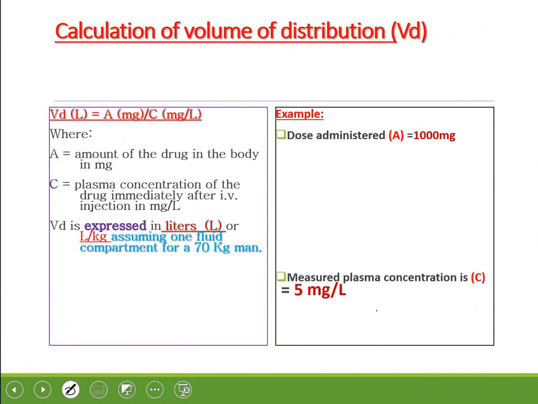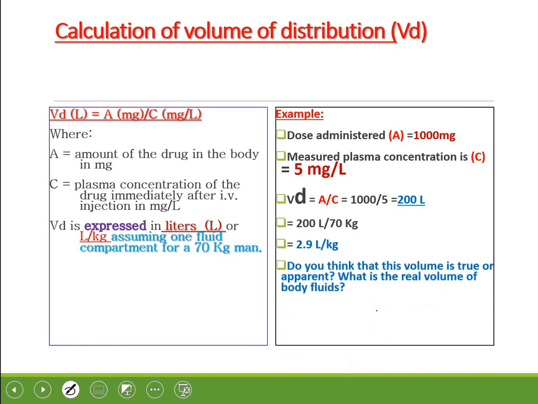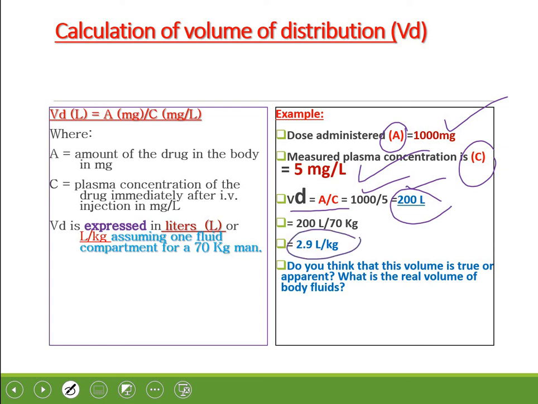If you go with an example, if a dose of 1000 milligram is administered with a plasma concentration of 5 milligram per ml, putting the value in this formula, it will give you 200 liter, and 200 liter per 70 kg body weight means 2.9 liter per kg is the volume of distribution for this particular drug A. So you will use this formula.